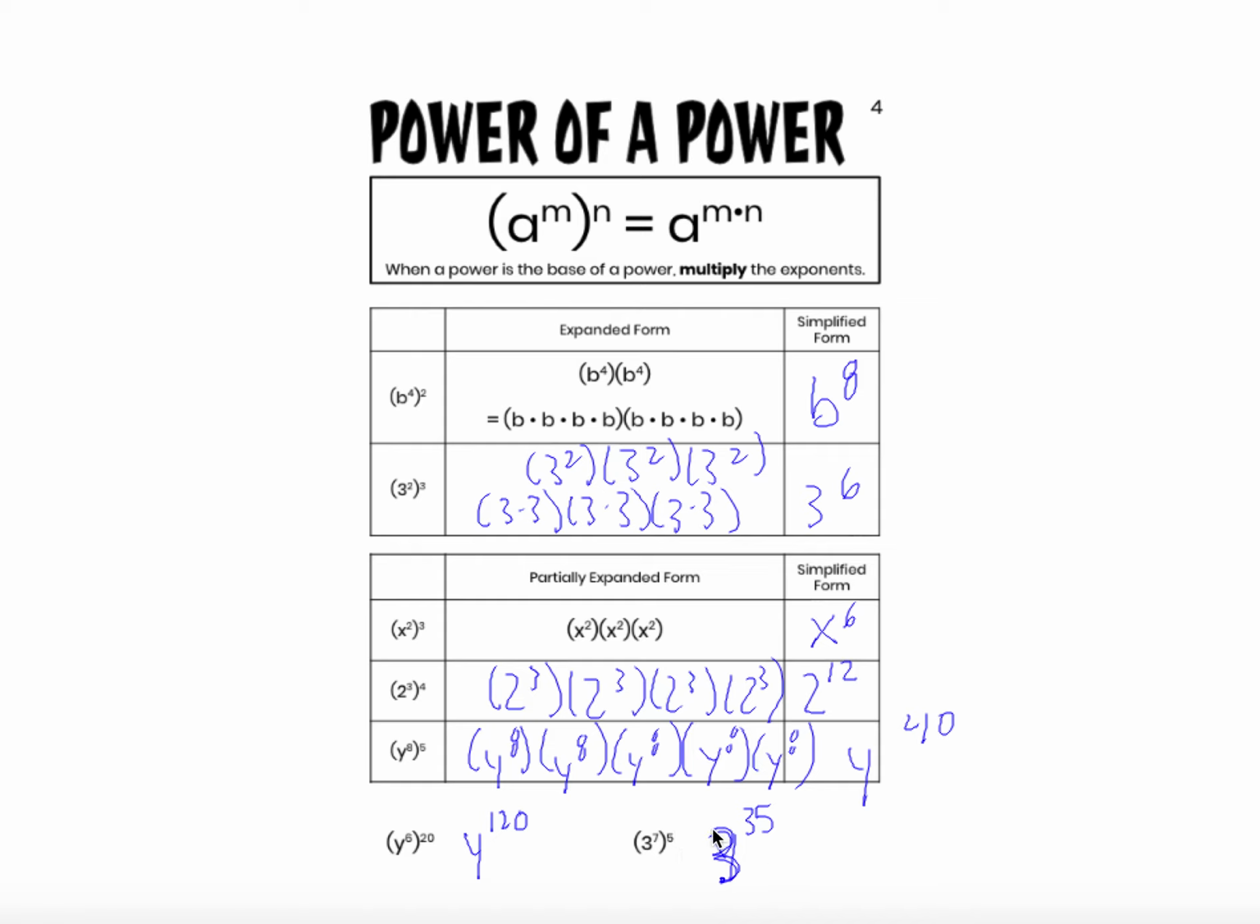This last one is an example where I would never ask you to actually find the value of that. You would just leave 3 to the 35th as 3 to the 35th.